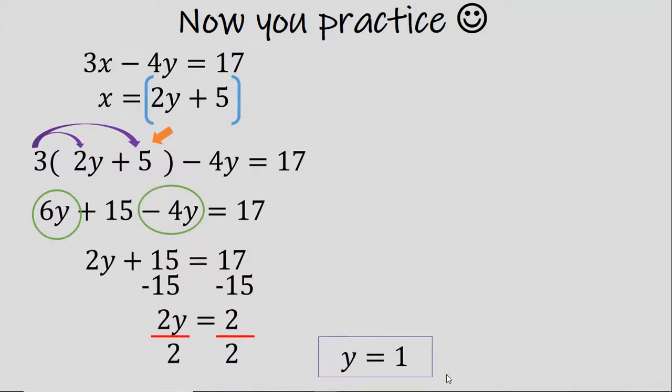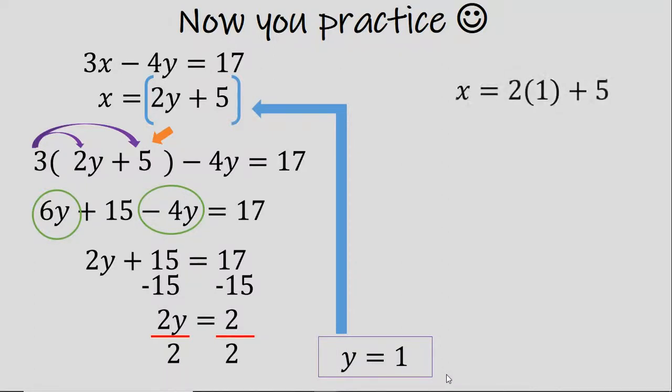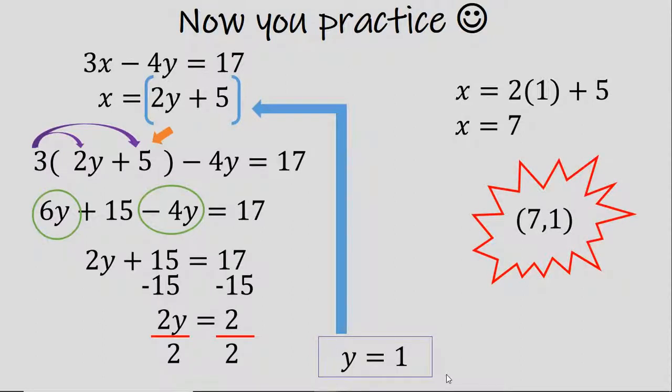So now that we have one of our answers, we can go back to one of our original equations and substitute it back in. So I'm going to rewrite this second equation, replacing the y with 1. When I solve, x equals 7. So your final answer would be written as 7, 1.